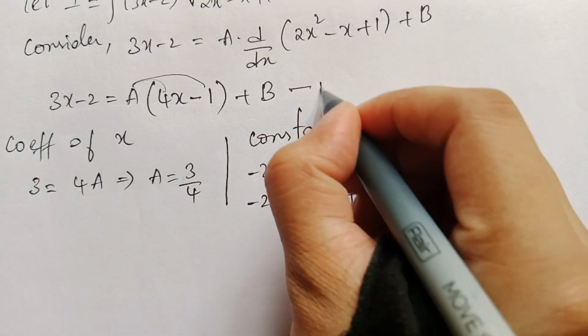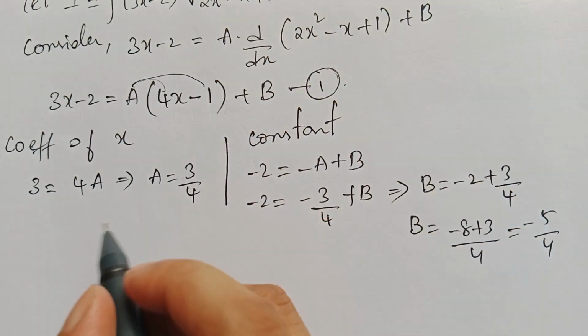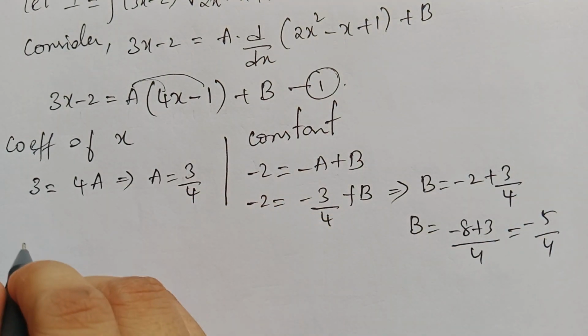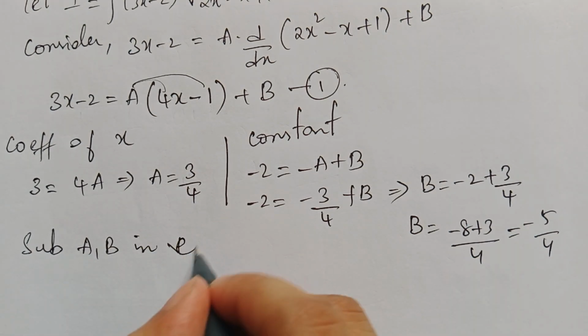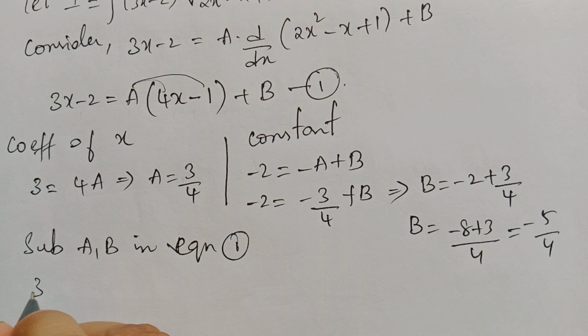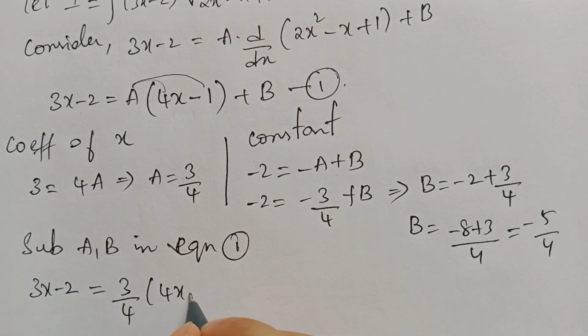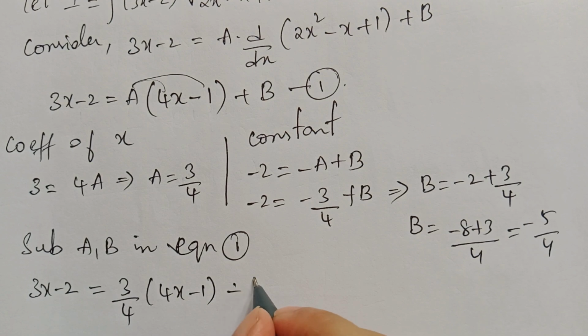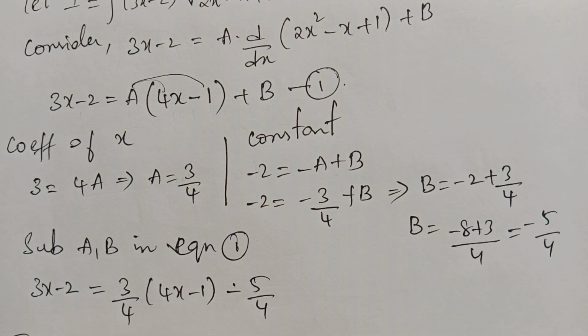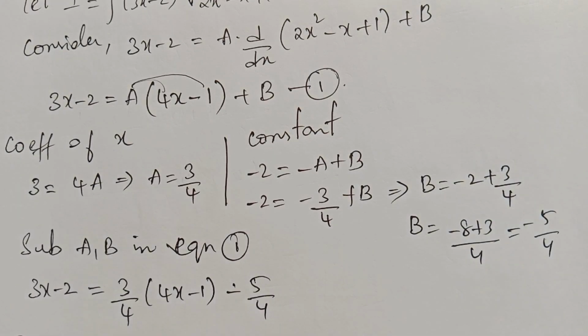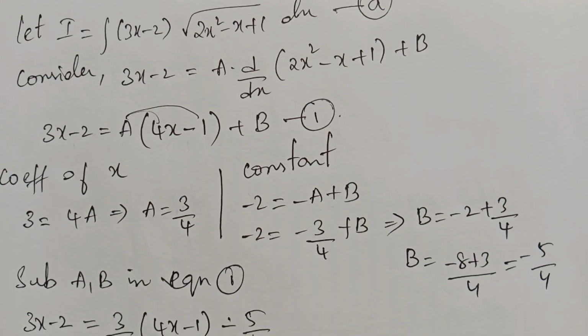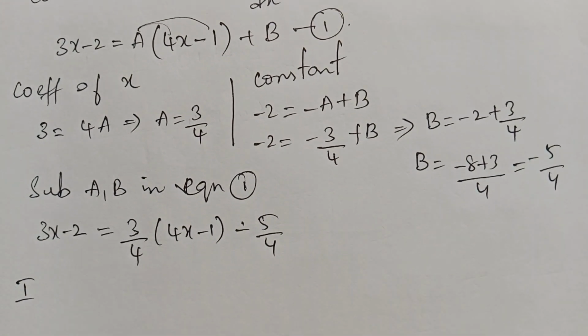We will consider this equation as 1. So substitute the values of a and b in equation 1. So this will be 3x minus 2 equal to, the value of a is 3 by 4 into (4x minus 1), plus the value of b, which is minus 5 by 4. I'll take this equation as A. Now substitute this value in I.